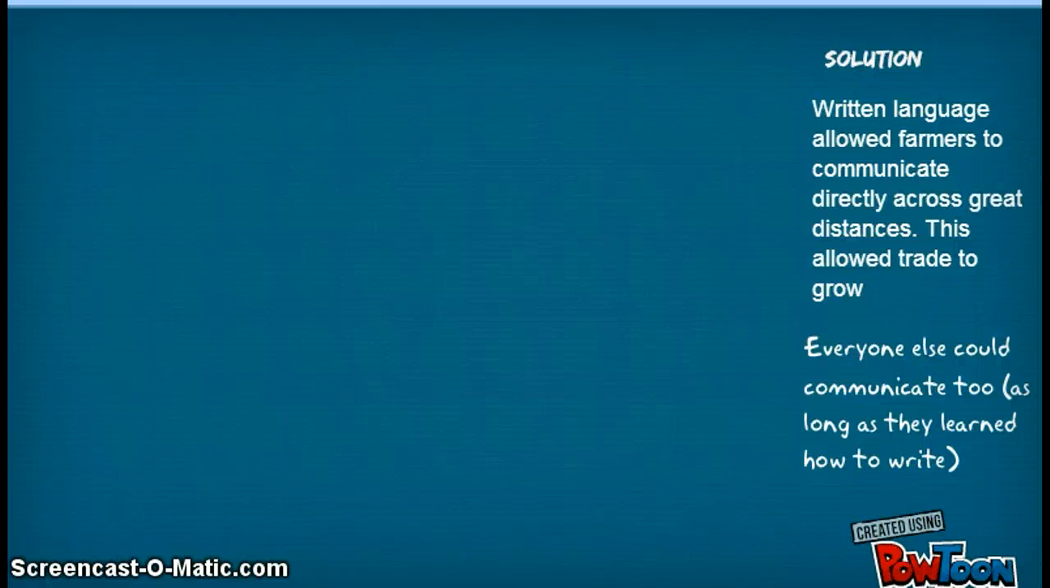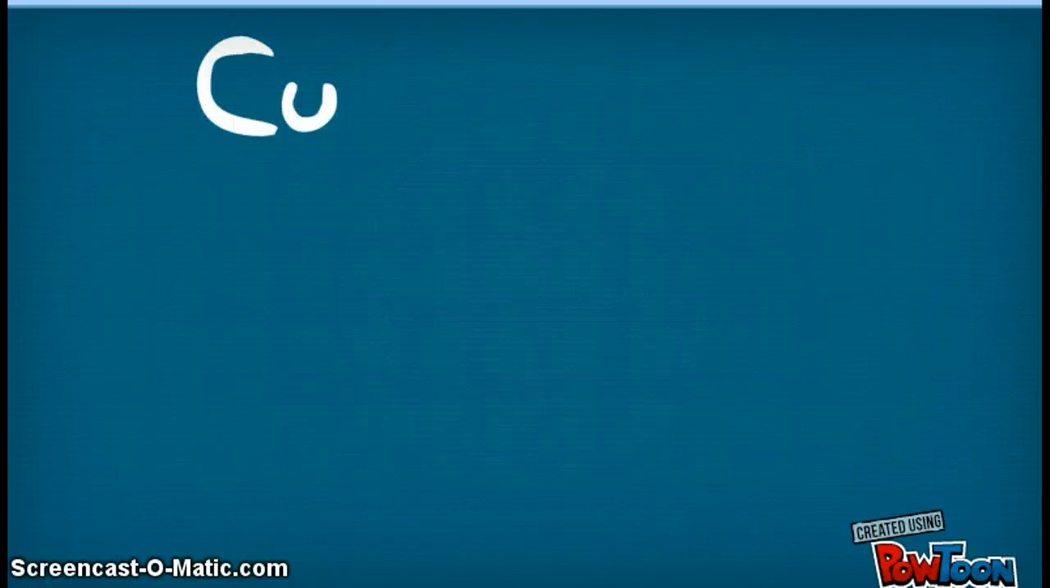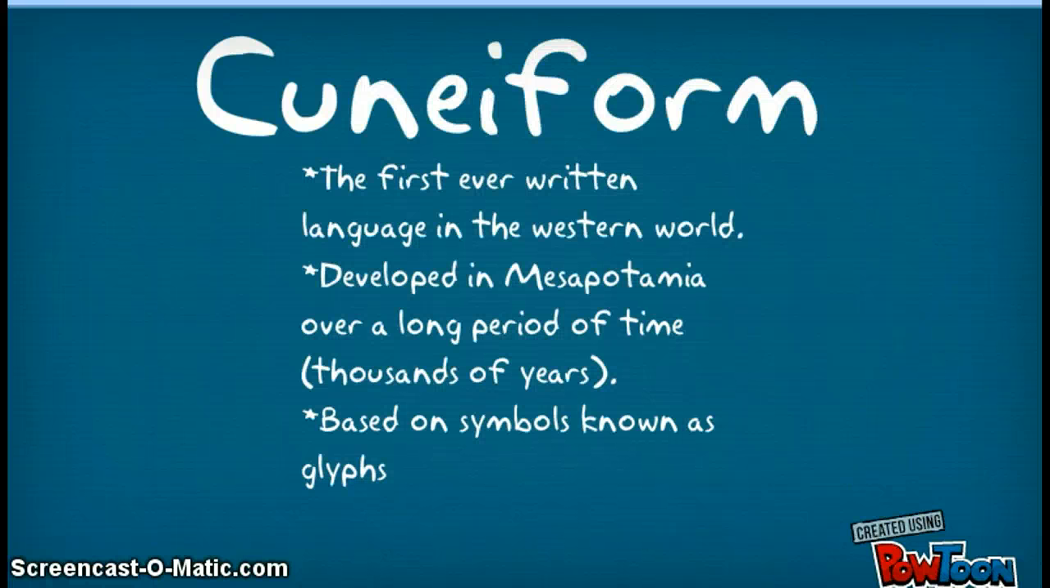And what language was that? Well, the name of the language we're talking about is cuneiform. It's the first ever written language in the Western world. It was developed in Mesopotamia over a very long period of time. We're talking about thousands and thousands of years of language development. And it was based on symbols, at first at least, and these symbols were known as glyphs.